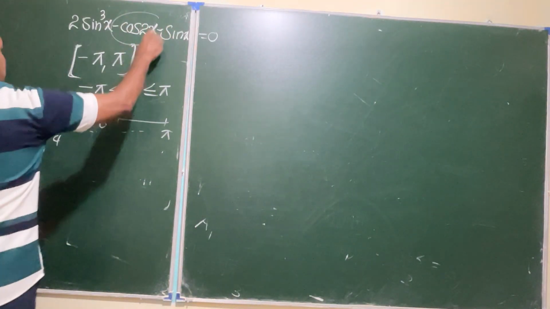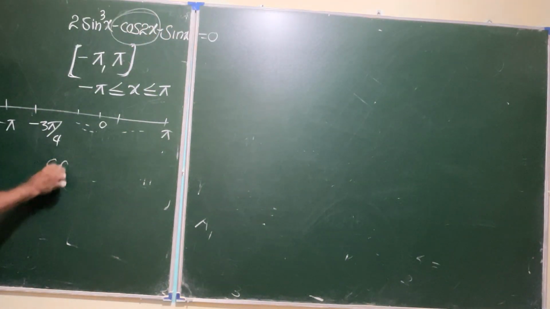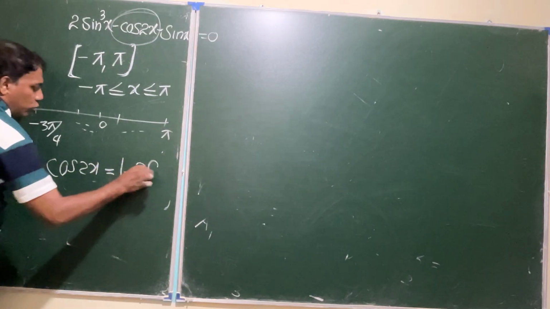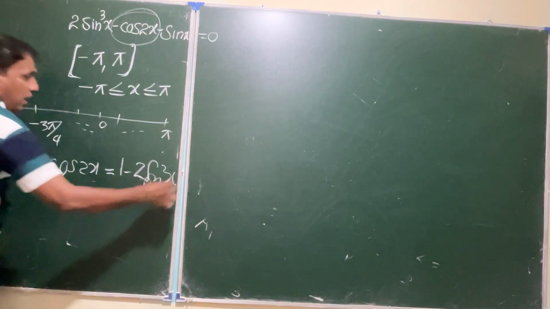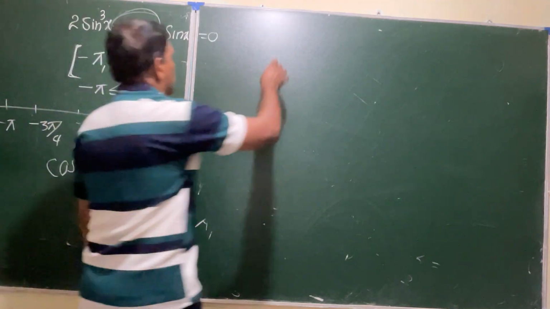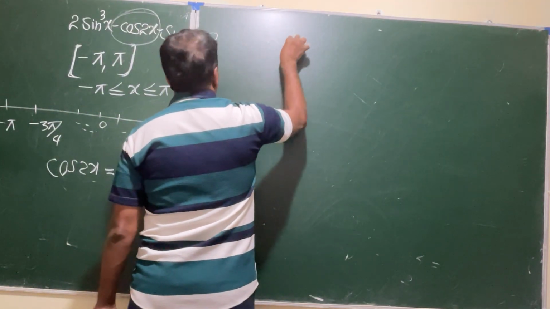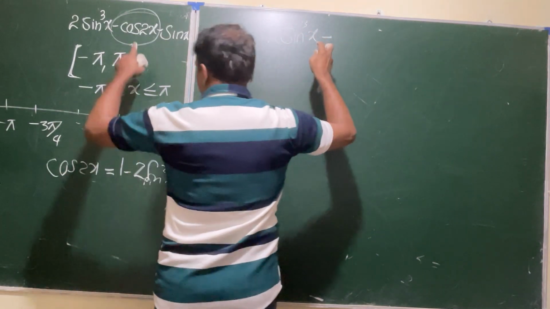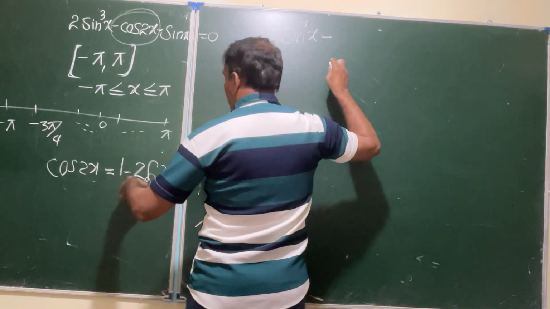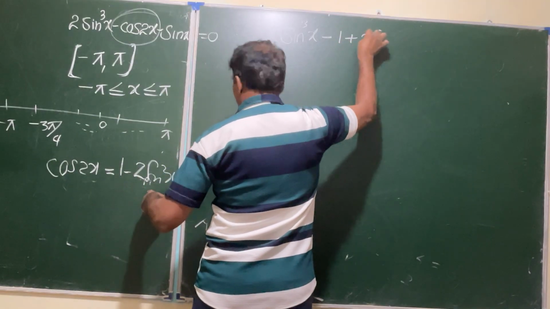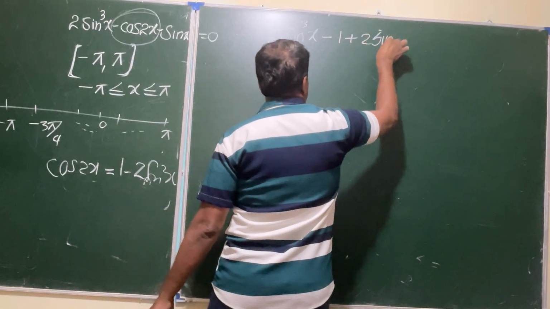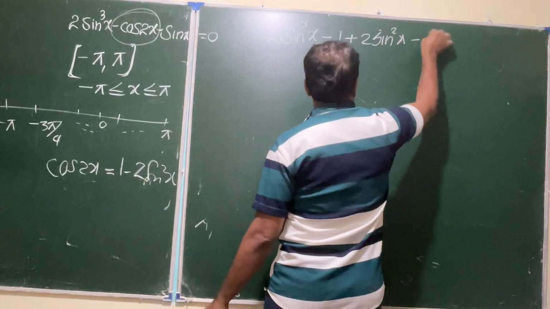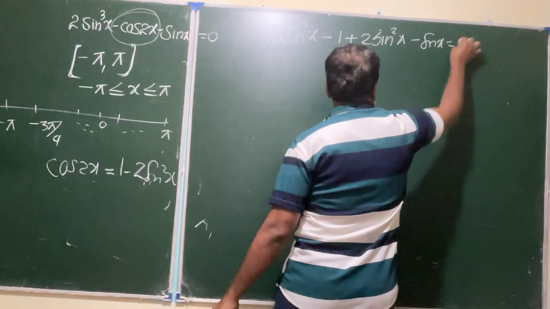Therefore, the technique: try to change this cos 2x into sine. What is cos 2x? 1 minus 2 sine square x, right? Cos 2x is 1 minus 2 sine square x. Therefore, 2 sine cube x, minus what is cos 2x? 1 minus, therefore minus 1 plus 2 sine square x, minus sine x, equal to 0.